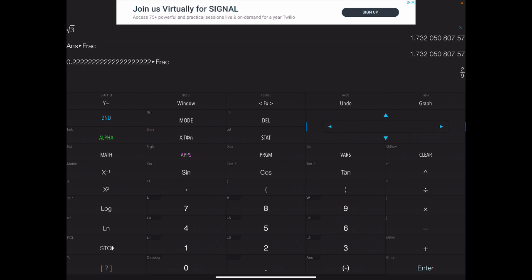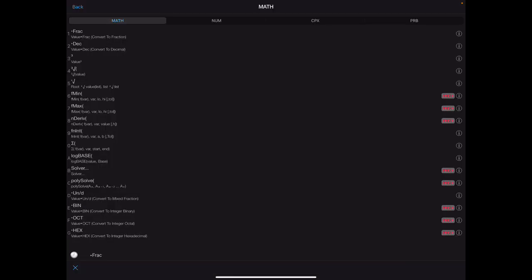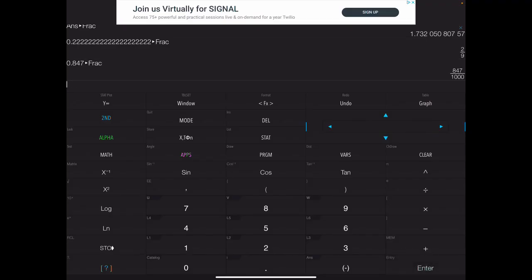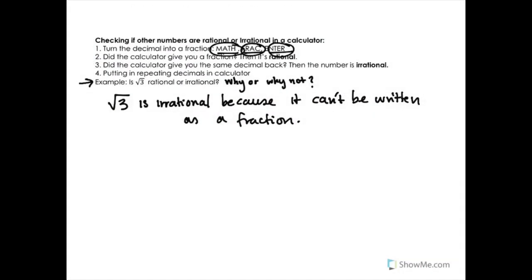Okay, and I can do the same thing with a terminating decimal. Maybe it's not a decimal that repeats or has a pattern. Let's say I want to do 0.875. Oops, that's not what I wrote. Well, let's do 0.847. Can we convert that into a fraction? We're going to try the same thing. We're going to go to math, go to fraction, and press enter, and I see that it gives me a fraction back. So in fact, that decimal is rational. As long as you get a fraction back, it doesn't matter how pretty, how long, or how big the fraction is. As long as you get a fraction back, that means that the number you've put into your calculator is a rational number.